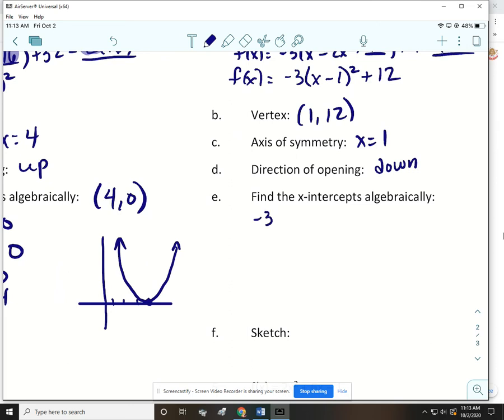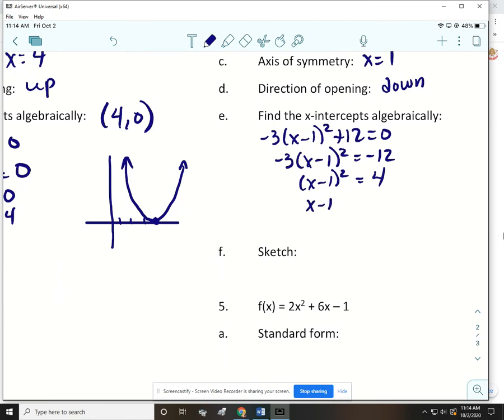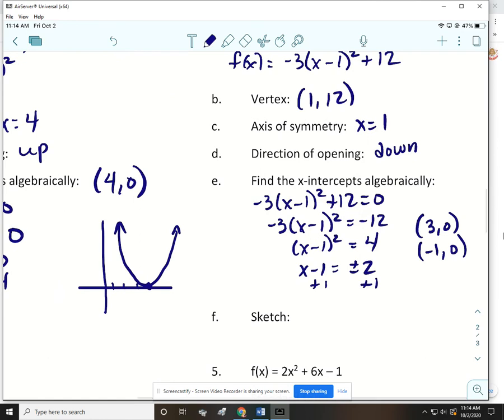All right, for our x-intercepts we'll set our function equal to 0 and solve by subtracting 12, dividing by 3, taking the square root, and then adding 1. So when we add 1 to 2, we're going to get the point (3, 0). And when we add 1 to -2, we're going to get (-1, 0). That's going to help us do our sketch because it's going to be a little easier to do.